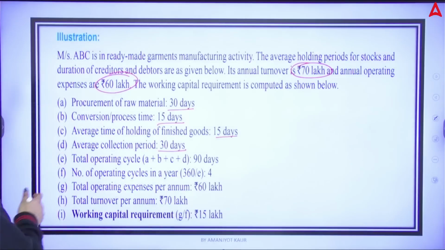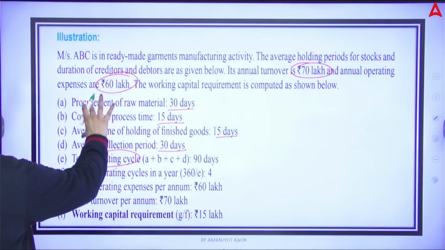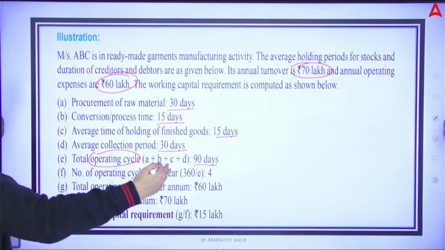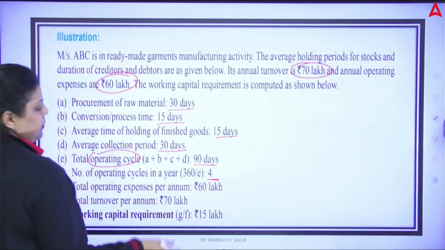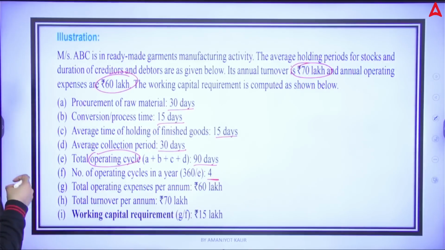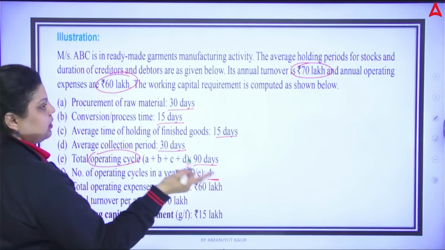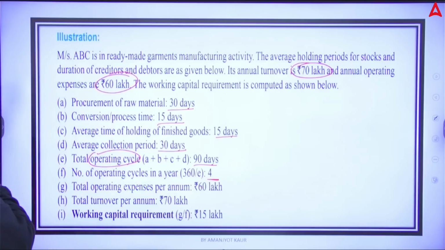Okay. So the operating cycle will be what? All the days have to be added. So 90 days. In 1 year, how many cycles will be there? 4 cycles will be there because 360 divided by 90 is 4. And the total operating expense per annum we have seen is 60 lakh. It has been given. So for per cycle, what we have to do?